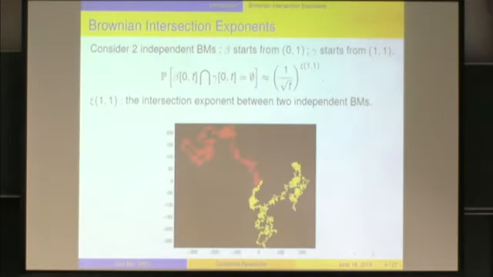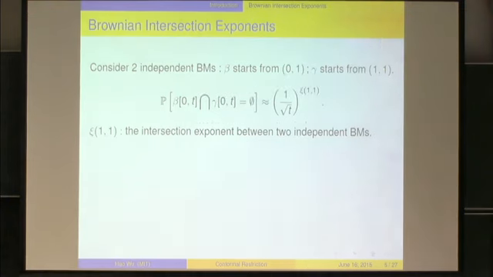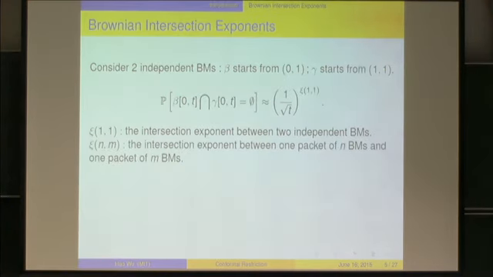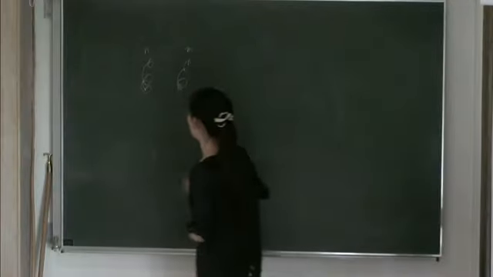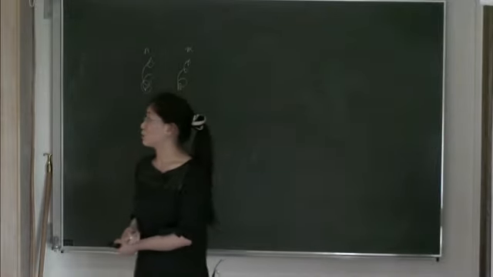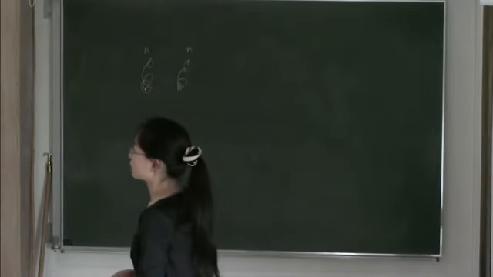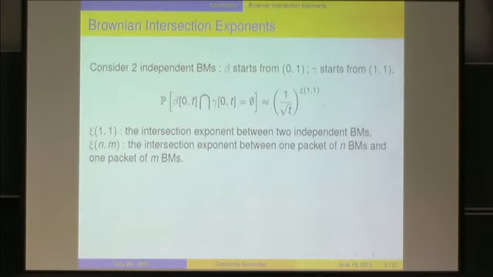Now we consider this is a simulation of two Brownian motions conditioned to avoid each other. Next, we can generalize this exponent a little bit. Now we have 2 packets of Brownian motion. The first packet has n Brownian motions, the second packet has m Brownian motions, and all of them are independent. We run all the Brownian motions up to time t, and we still want to calculate the probability that the first packet avoids the second packet. Again, this probability will also decay like a power law of t, and we define that exponent as ξnm. This is what we call the whole plane intersection exponent between one packet of n Brownian motions and another packet of m Brownian motions.